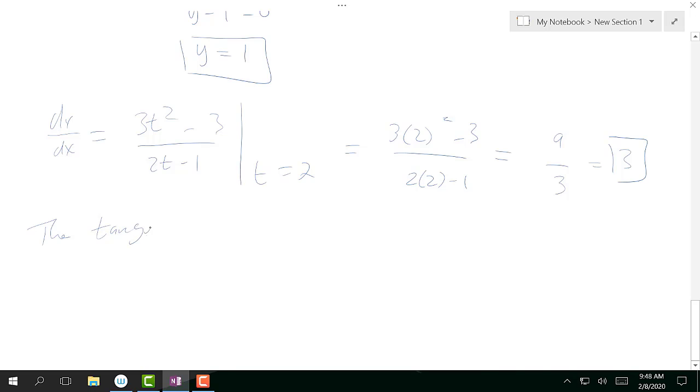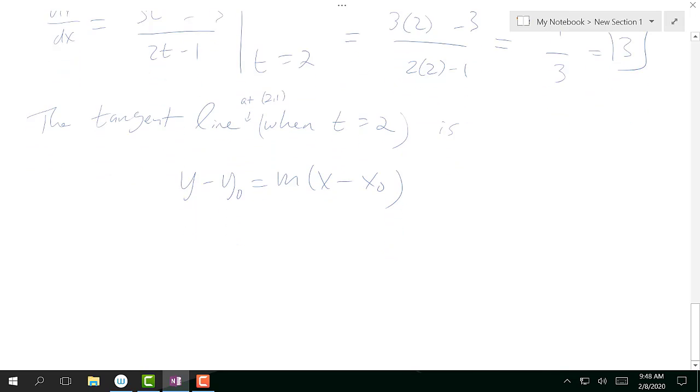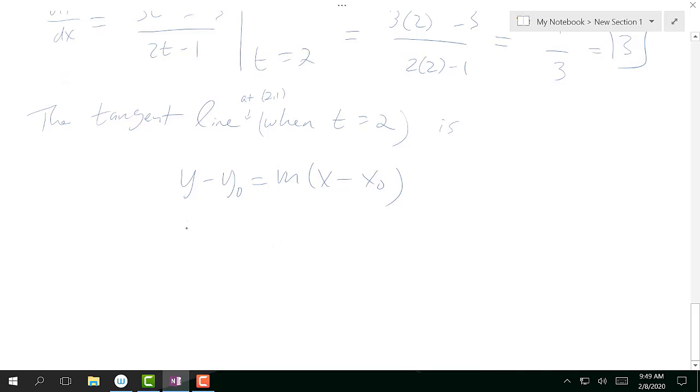So the second tangent line, the tangent line at (2, 1), which occurs when time equals 2, is going to be y minus y naught equals m times x minus x naught. And again, we get the same point, x naught, y naught, but now my slope is going to be 3. So solving this out, we just get y equals 3x, minus 6 plus 1, so we get minus 5.